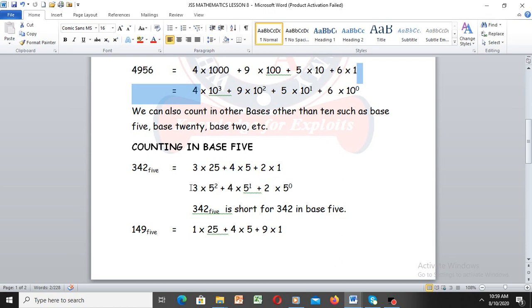So that means if the number is up to 1000, it will be raised to power 3. If it is tens of 1000, it will be raised to power 4. If it's hundreds of 1000, it will be raised to power 5. Well, here we just have 100. So it will be raised to power 0, power 1, and power 2.